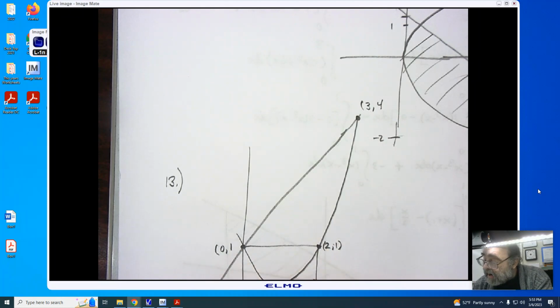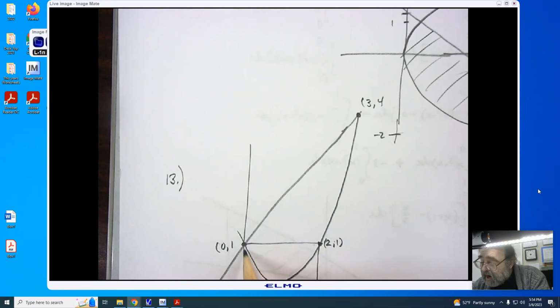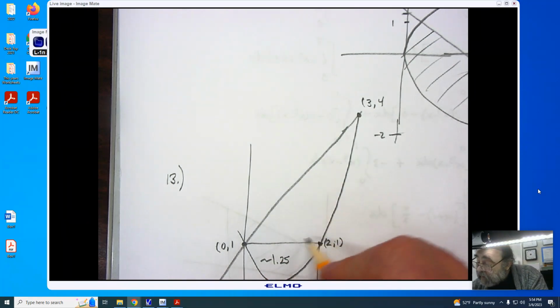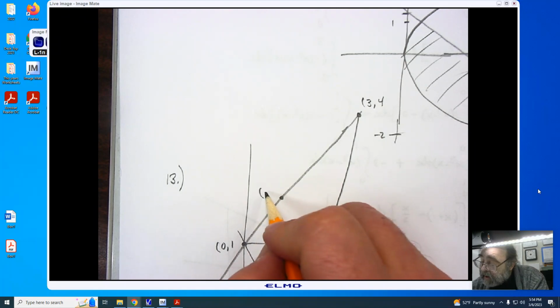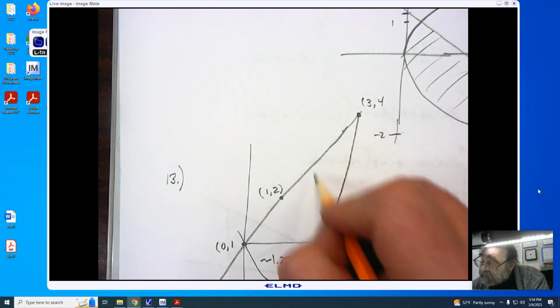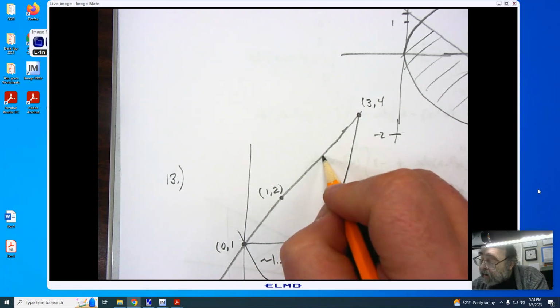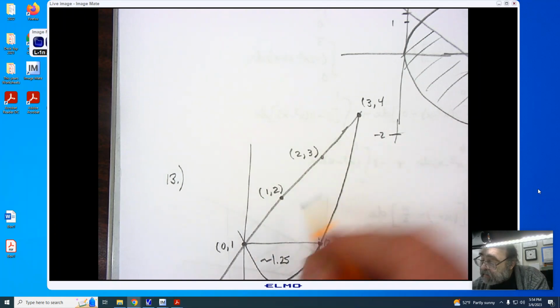You notice this entire rectangle is what? Length of 2, height of 1, it's 2. But we've cut out a portion of it, so it's a little bit greater than 1. I'm going to call it 1.25. Once again, it's an approximate amount. I know right here I have this point, and this point right here is 1, 2. There's another point here, right here, going up. That point is 2, 3.